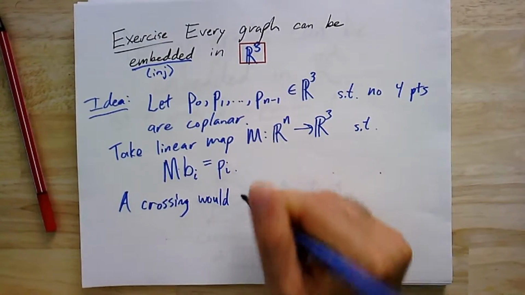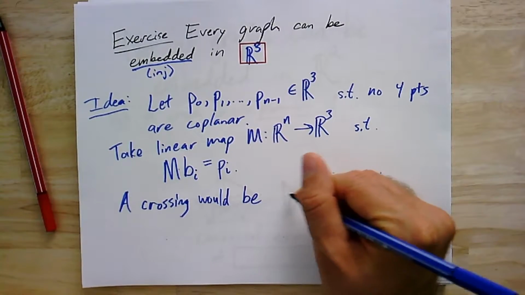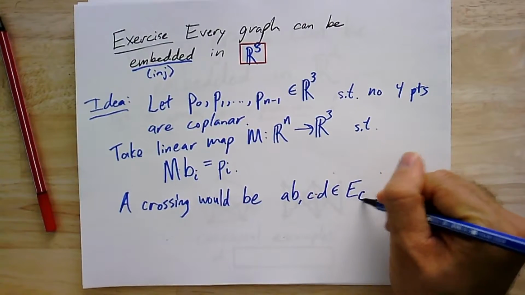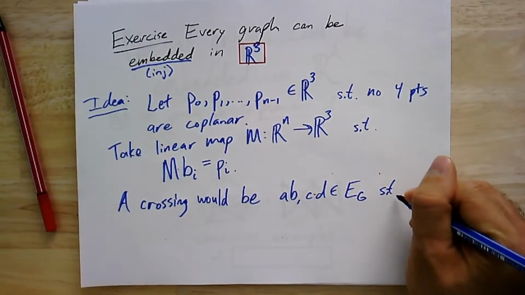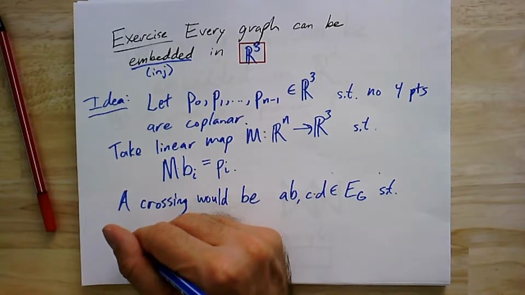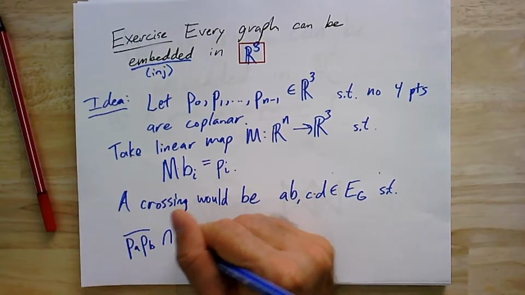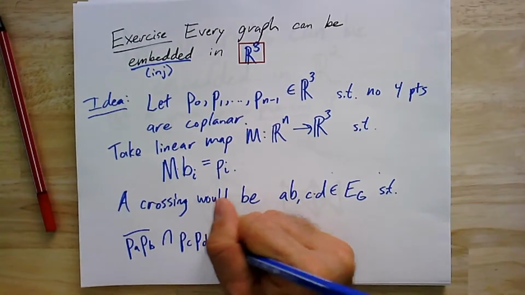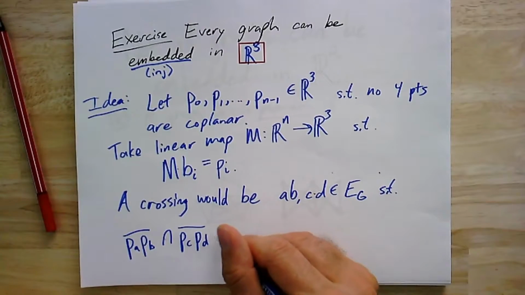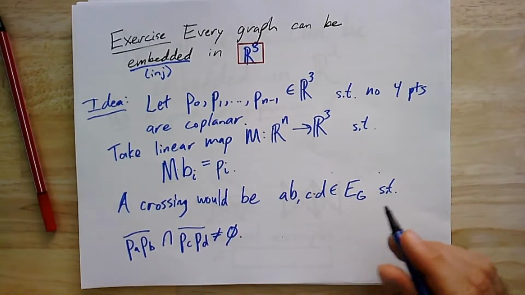Because there's going to be 2 edges, and now the edges are going to map to straight lines because this is a linear map. So it would be these 2 edges, let's call them AB and CD in the graph, such that when I embed them, the line segment PA, PB intersects with the line segment PC, PD, right? So AB is going to map to this line segment, CD is going to map to this line segment, and if their intersection is non-empty, then that means they cross. That's what it means to cross.